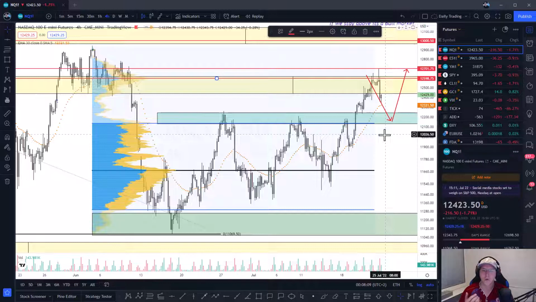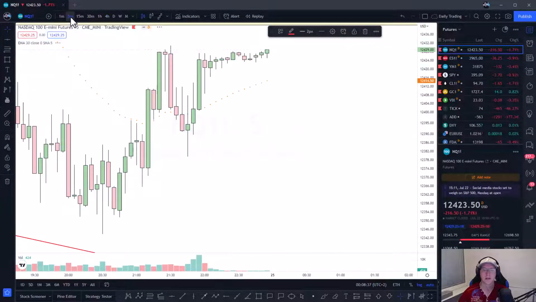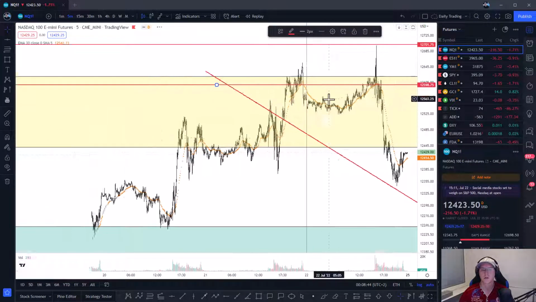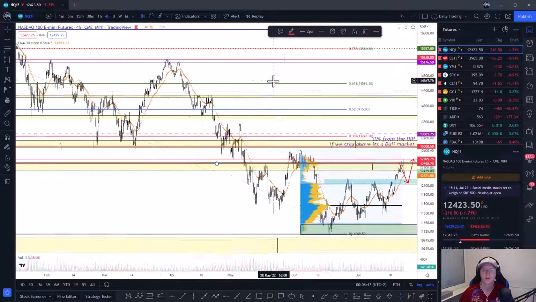And when we're coming to these areas of interest that we're looking at, I'm using a tool called the footprint chart, and I look at those to make my entries. The beauty of the footprint chart is that you can actually see what happens between the buyers and sellers inside every candle. That's what makes the footprint chart such a great tool to use when you're making your entries.